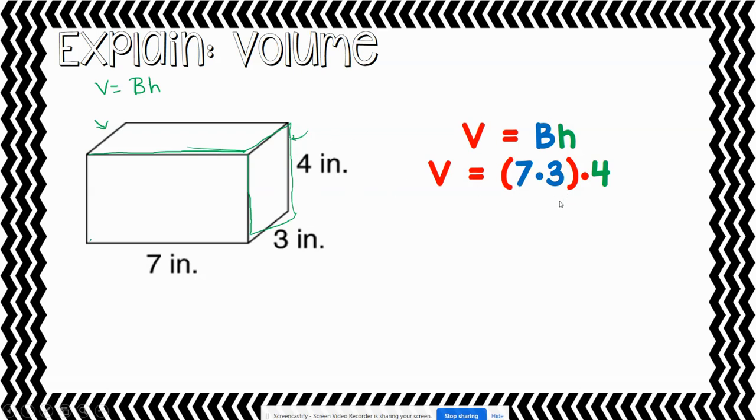So I would do 7 times 3 and get 21. Then 21 times 4 and get 84. So because this is volume, this is still measured in cubic units. So this is 84 inches cubed.